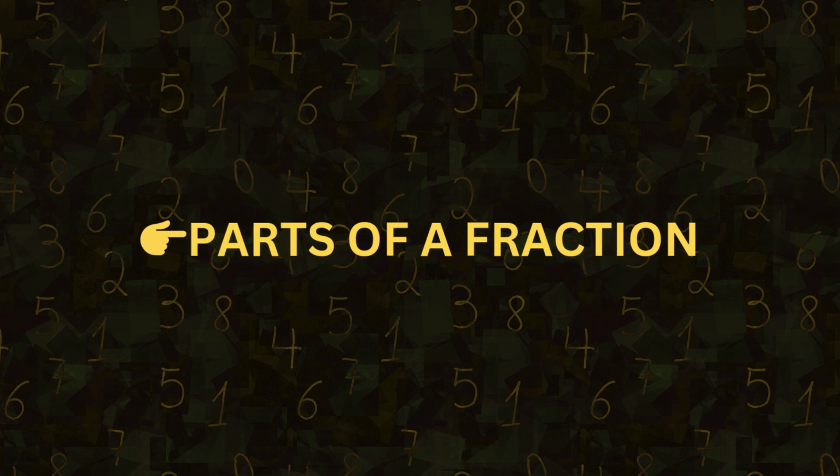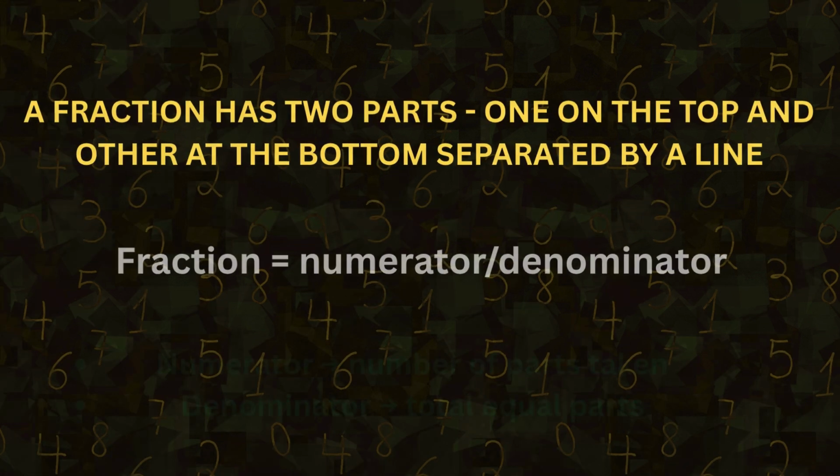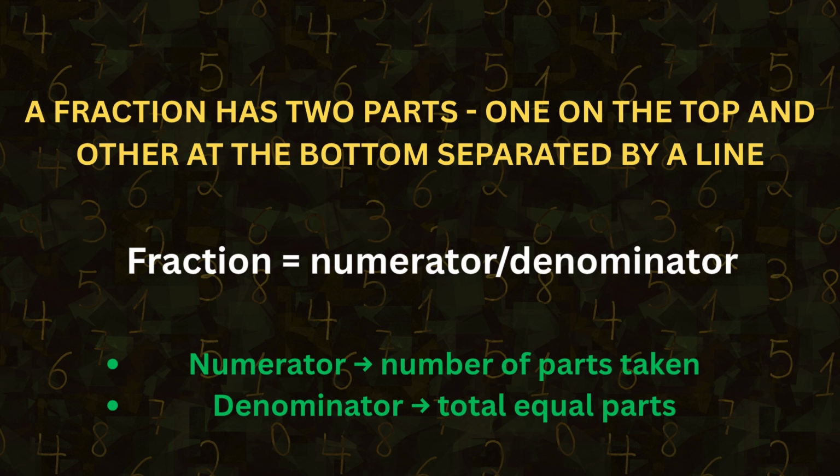Parts of a fraction. A fraction has two parts, one on the top and the other at the bottom, separated by a line. It can be written as fraction equals numerator by denominator. Numerator is the number of parts taken and denominator is the total equal parts.